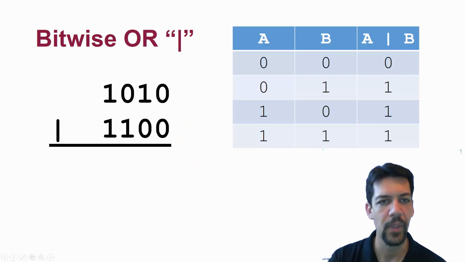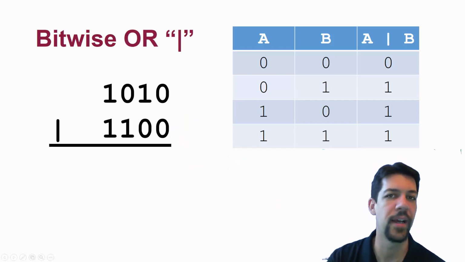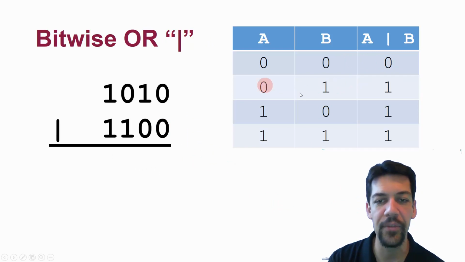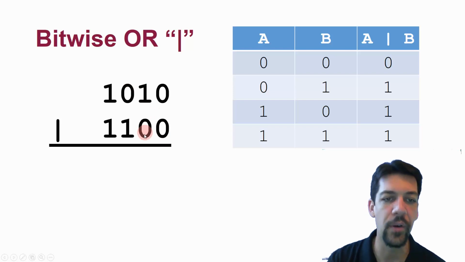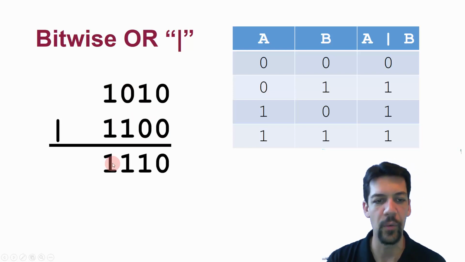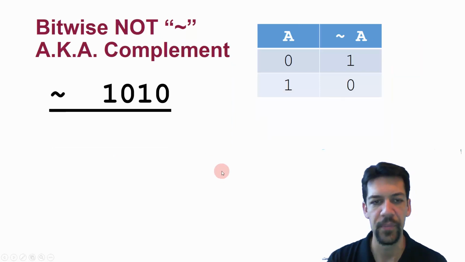Things like that. The bitwise OR works similarly. If any of the 2 bits are set, then the output bit will be set. So again, in our example, 0 or 0 is 0, 1 or 0 is 1, 0 or 1 is 1, and 1 or 1 is 1. So we end up with a value that looks like this.